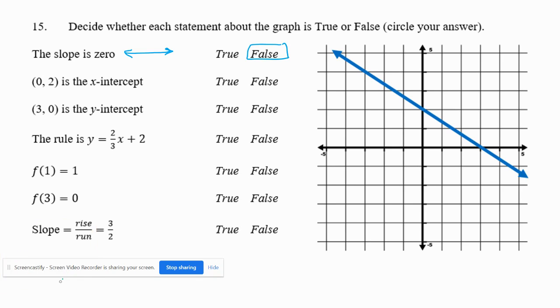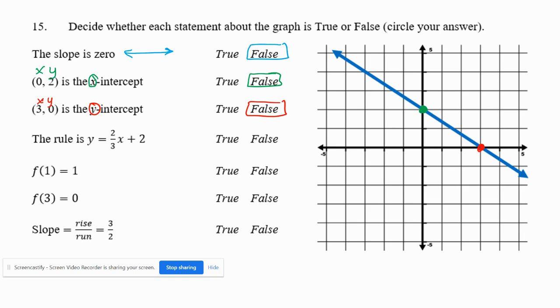The next one says 0, 2 is the x-intercept. So 0, 2, that gives us an x value of 0, y value of 2. So we start at the origin, we go up to, this is the point 0, 2. Now, it is an intercept, but it's not an x-intercept. It's a y-intercept. So this is a false statement. The next one says 3, 0. So that's the x value 3, the y value 0. 1, 2, 3 to the right, 0. That is an intercept, but it's not a y-intercept. So that's false. Be very careful.